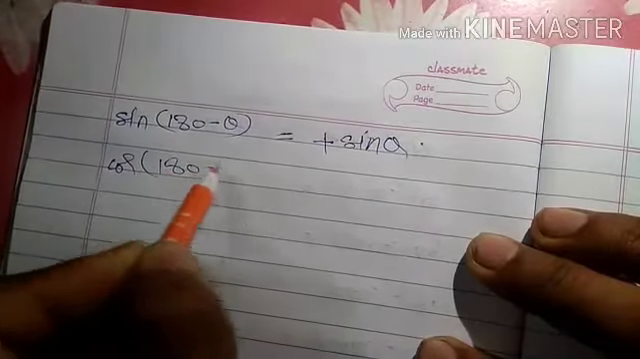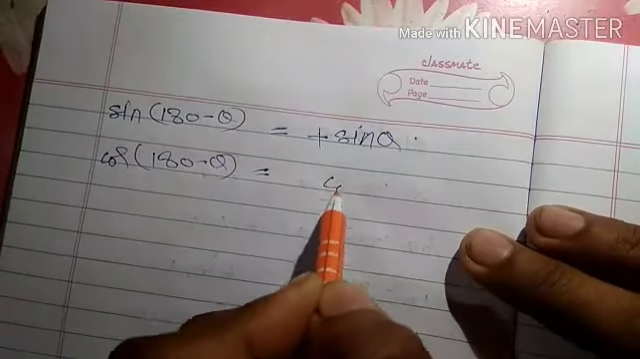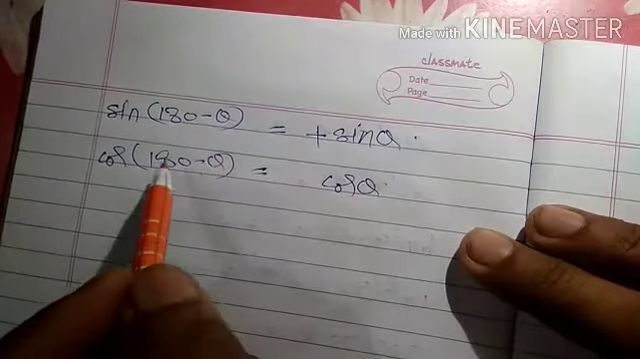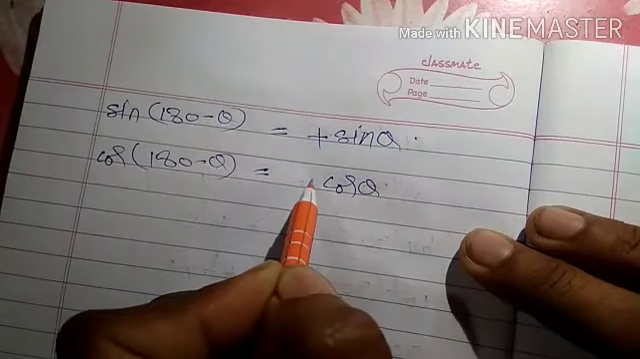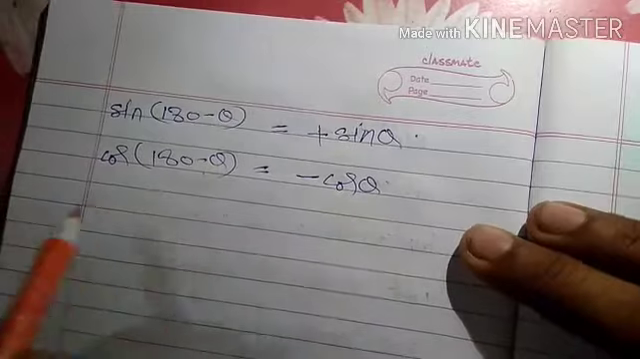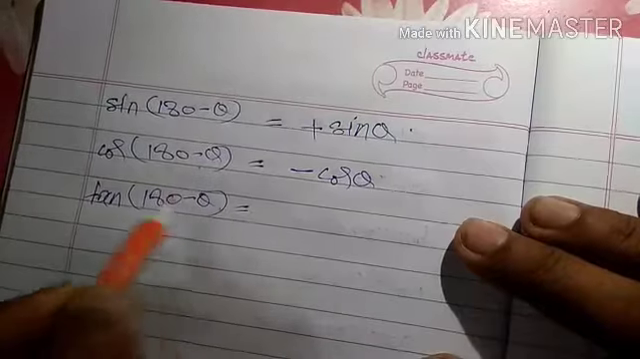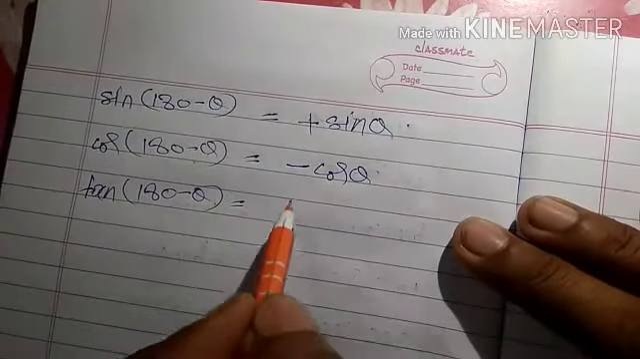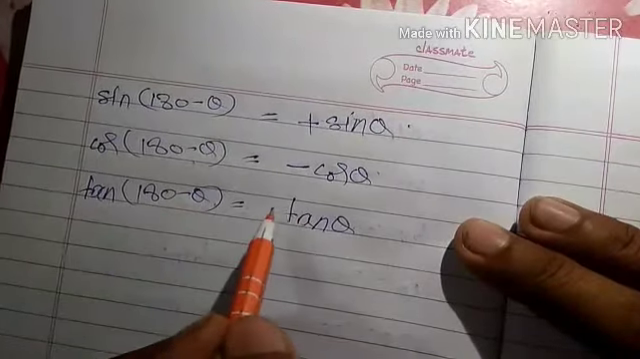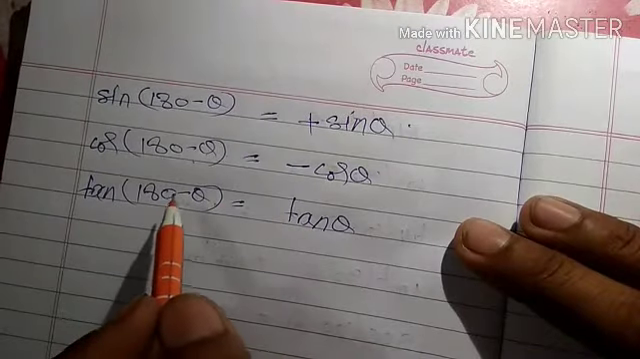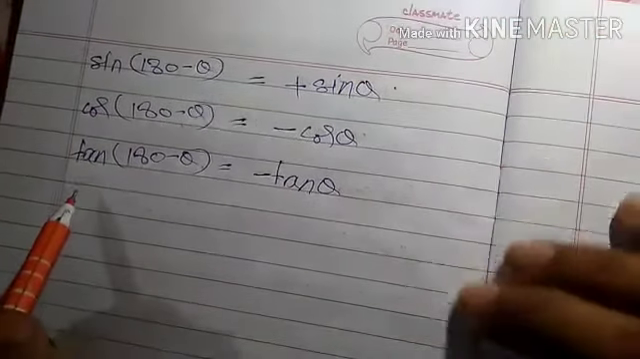Cos(180 − θ): functions change is not allowed, so it stays cos θ. 180 − θ is in the second quadrant, where only sin θ and cosec θ are positive, and the other functions are negative, so cos θ is negative. Next, tan(180 − θ): functions change is not allowed, so tan θ. It is in the second quadrant, only sin θ and cosec θ are positive, and for the other functions, tan θ is negative.